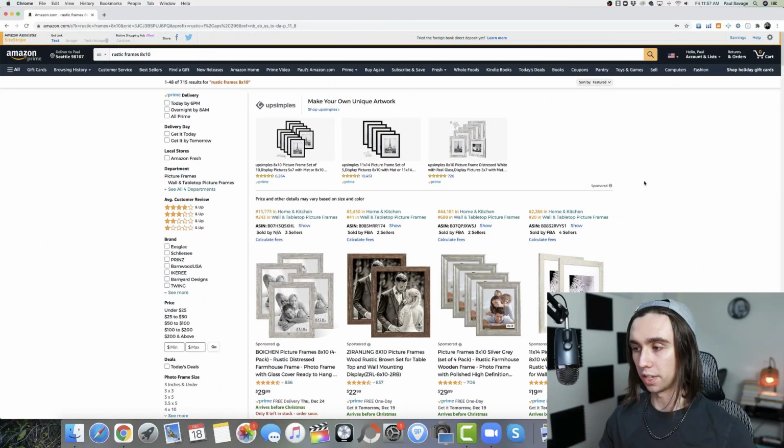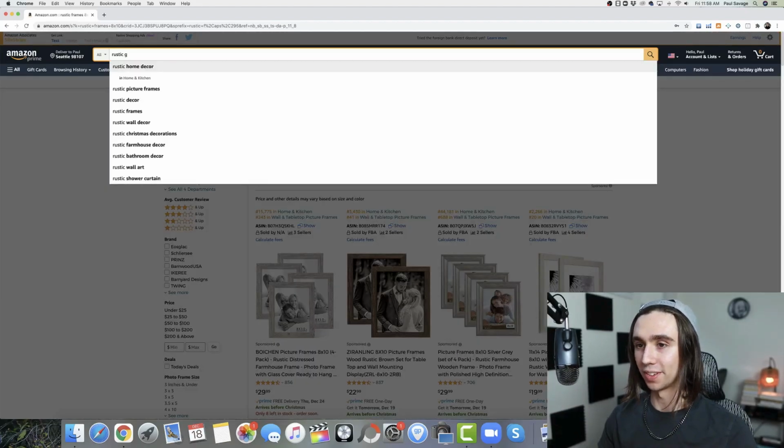But without further ado, let's just get right into it. All right, we have landed in my computer. I've pulled up an example market. All I did to find this was search the word rustic, and then I just went through the alphabet. It's kind of like an old technique I used to use. You can just search a general word, and then just start typing letters and see what happens.